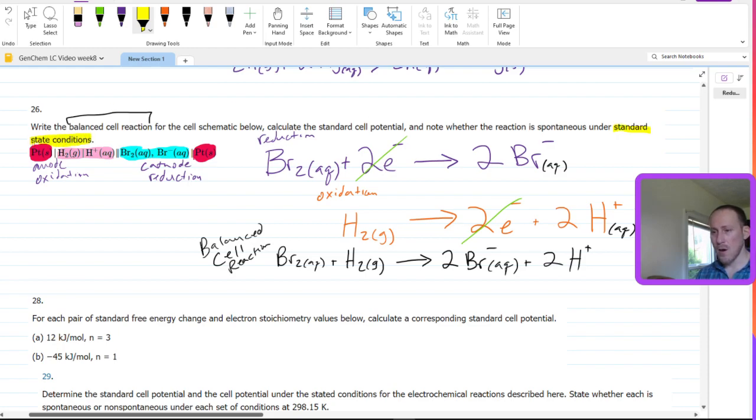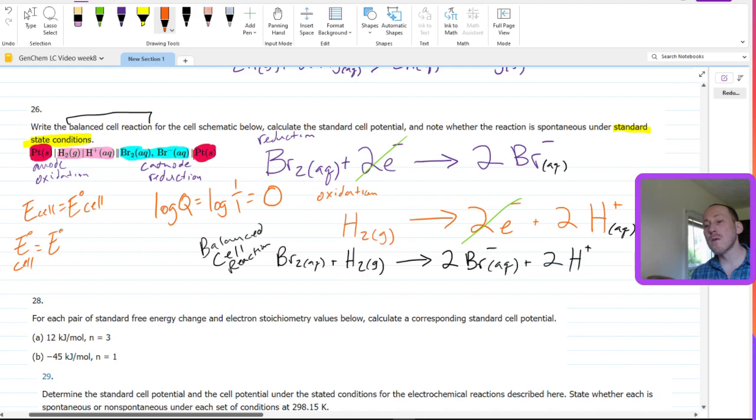And when I say 1 atmosphere, 25 degrees Celsius, 298 Kelvin, and other stuff, part of other stuff is 1 molar of everything. So our whole log Q here is going to equal log of 1 over 1, which equals 0. So the whole Nernst thing is going to say that our E cell can equal our E standard cell, which same deal again. E standard of the cell is going to equal E standard of the cathode minus the E standard of the anode.